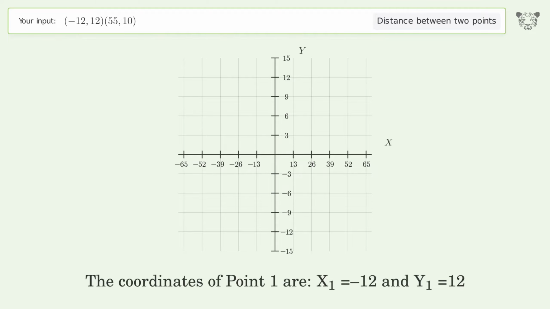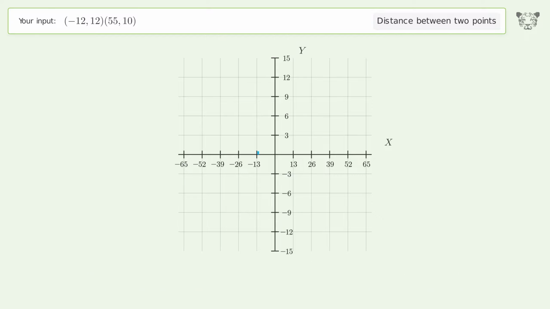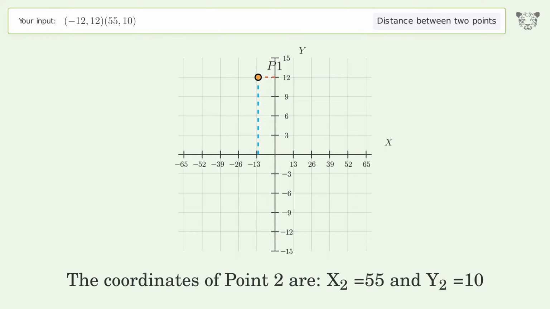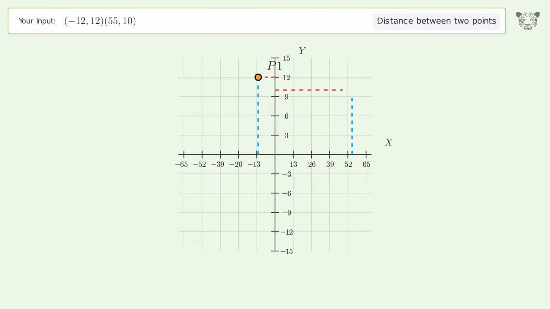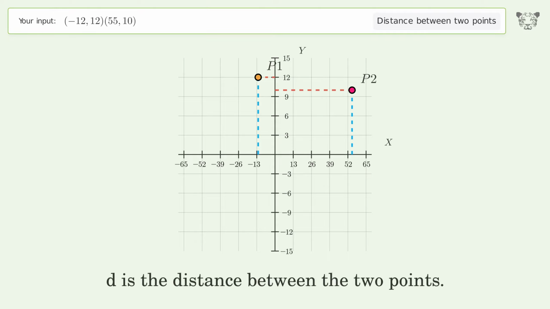The coordinates of point 1 are x1 equals -12 and y1 equals 12. The coordinates of point 2 are x2 equals 55 and y2 equals 10. D is the distance between the 2 points.